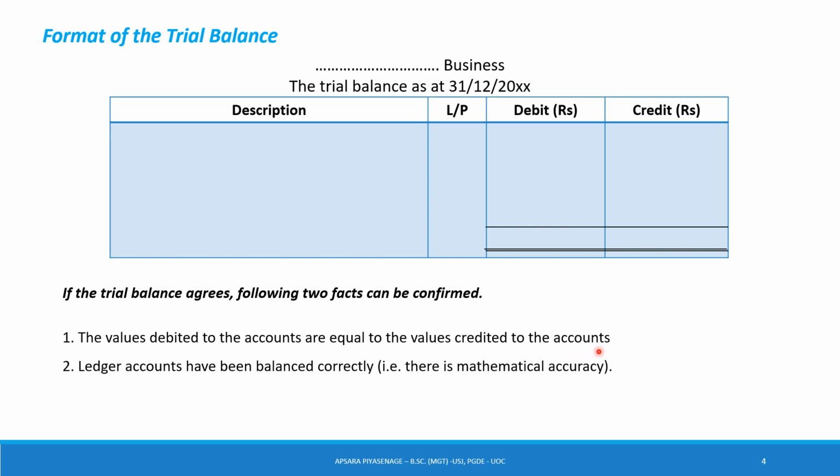If the two sides are equal, we can confirm that all the values debited to the accounts and all the values credited to the accounts are equal. Then ledger accounts have been balanced correctly. If the ledger accounts are balanced properly, we take that balance. So mathematically, it may be accurate.